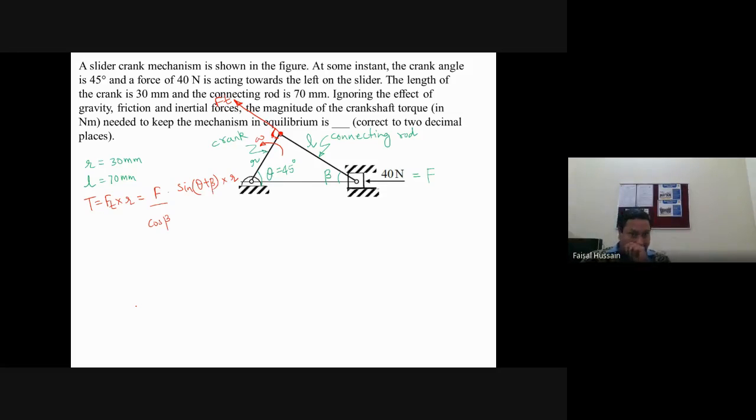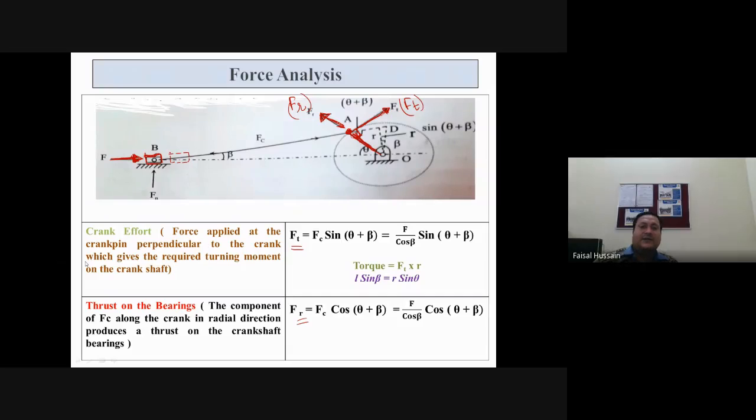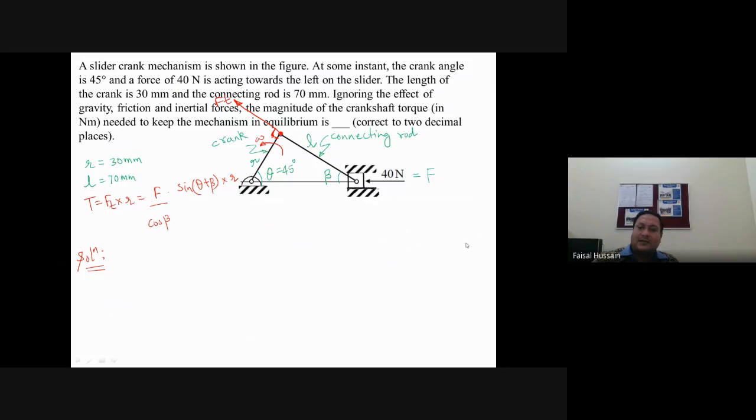Okay, so if we want to find, see here, what is Ft? Ft is Fc sin theta plus beta, which is equal to F upon cos beta sin theta plus beta. Now, if we want to find out the torque in Newton meter, we should know each and every parameter.